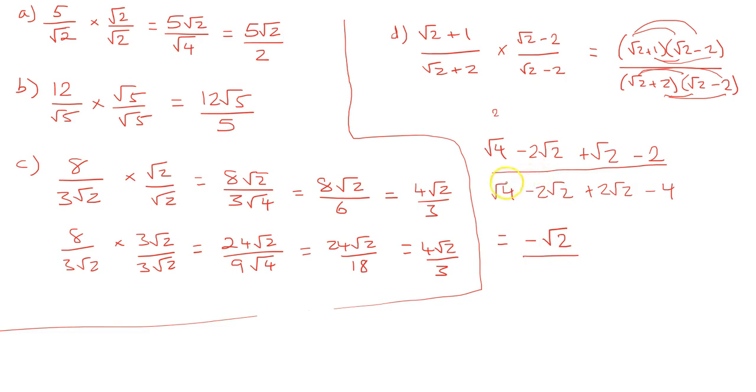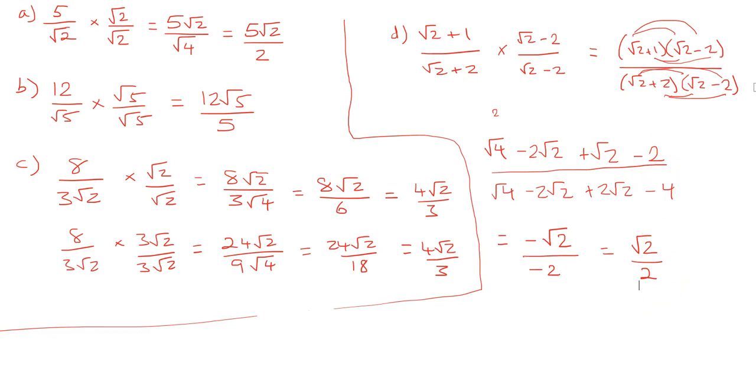And then our denominator, so we've got 2 minus 4, so that's minus 2. And then we've got minus 2 root 2 plus 2 root 2, which cancels. Now, we've got a negative over a negative here, so that's the same as just root 2 over 2. So that is that complex, perhaps looking fraction rationalized.